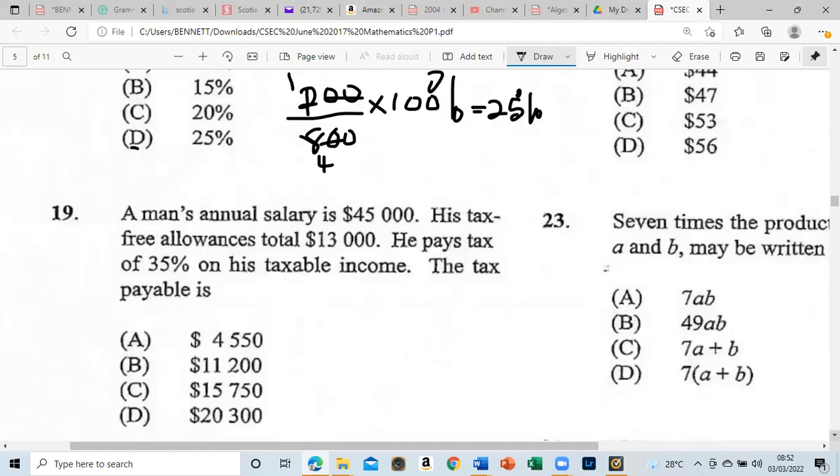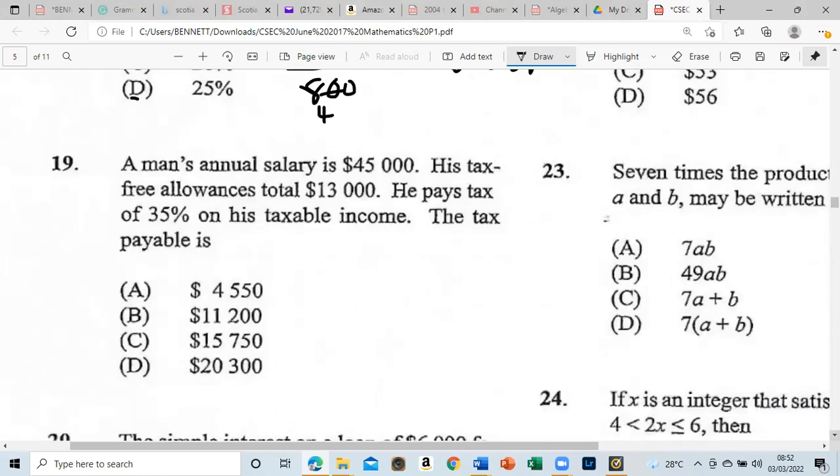A man's annual salary is $45,000. His tax-free allowance totals $13,000. He paid tax of 35% on his taxable income. What is the tax payable? All right, so there are two things to this. You have to understand what they mean by the term tax-free allowance. On the first $13,000, you will not pay any tax. So let us look at that.